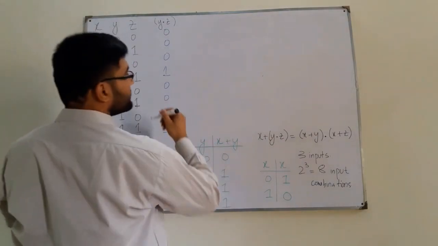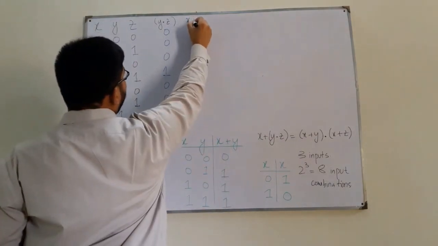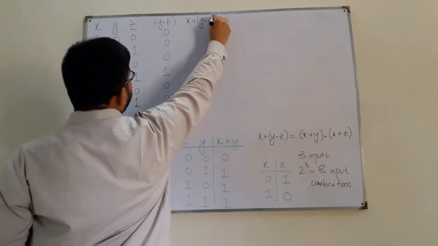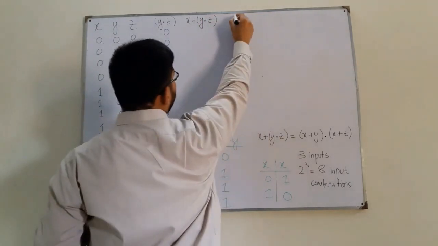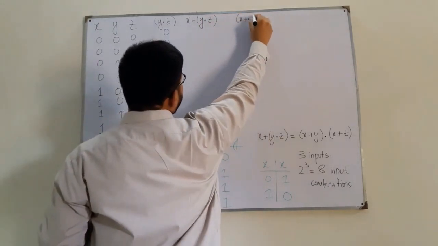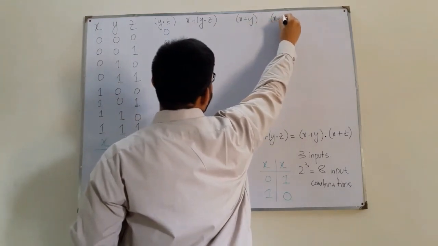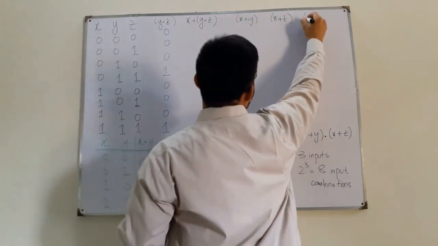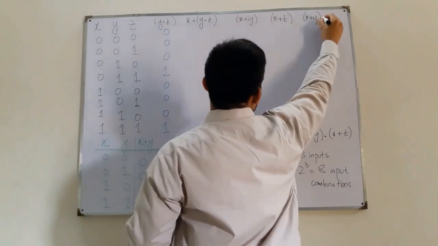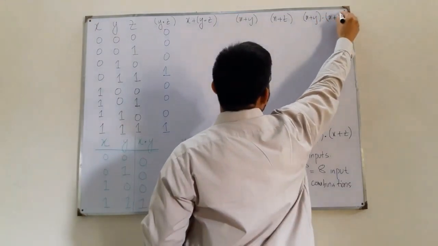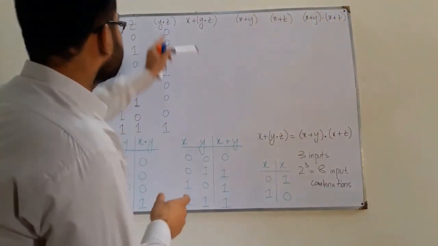The left hand side is what? x OR with y AND z. Then we have x OR with y. Then we have x OR with z. And finally we have x OR with y, AND it with x OR with z. So this is the left hand side.